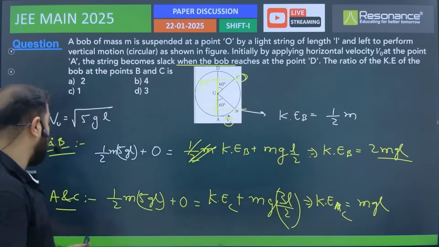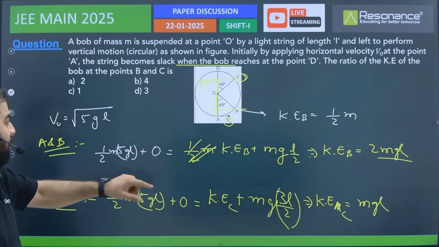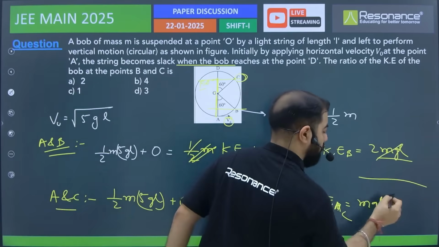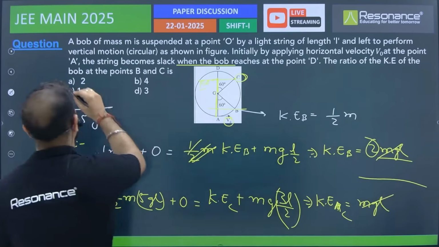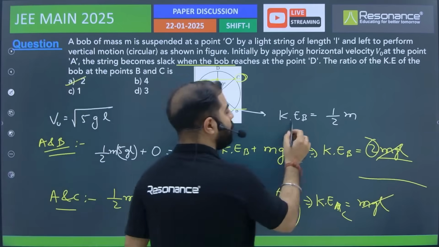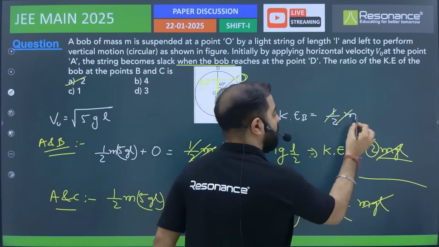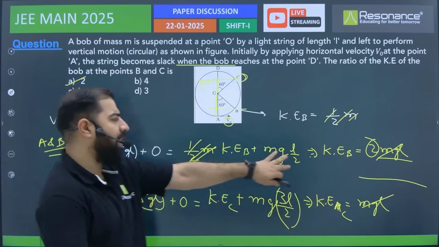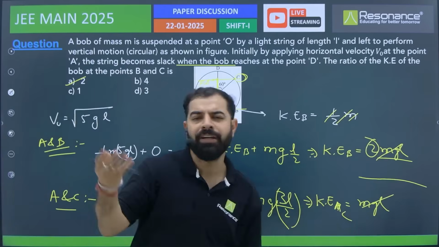Okay. So the kinetic energy ratio of point B to C will be 2 mgl by mgl, which is 2. So the answer is 2. Okay. This discussion was not required, I would say. Simple energy conservation: find kinetic energy at point B, find kinetic energy at point C, take the ratio.